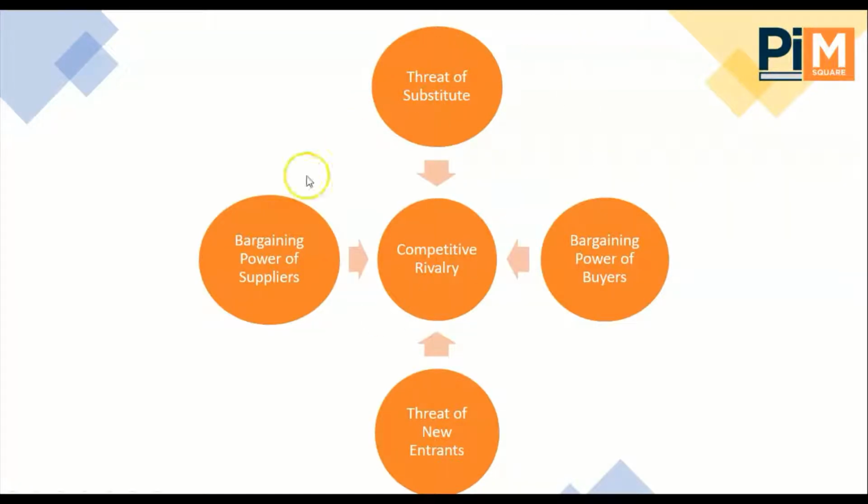Having said all these things, let us understand these five concepts. These are the five major concepts which Michael Porter was talking about: threat of substitute, bargaining power of suppliers, bargaining power of buyers, threat of new entrants, and competitive rivalry. You can see in the name itself you can have an understanding of what exactly we're talking about. Okay, these are the five forces designed in the five forces analysis for an industry.